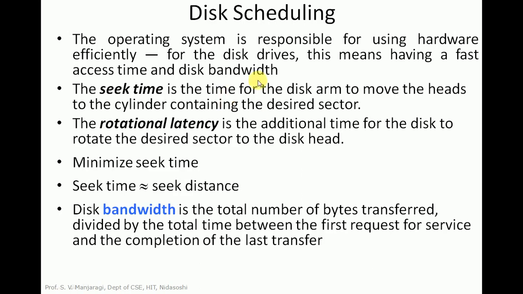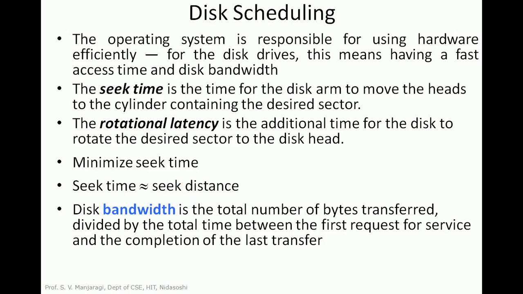So we can define some parameters here, like seek time. Seek time is the time required for the disk arm to move the heads to the cylinder containing the desired sector. The rotational latency is the additional time for the disk to rotate the desired sector to the disk head. So here we should minimize the seek time, and seek time is approximately equal to seek distance.